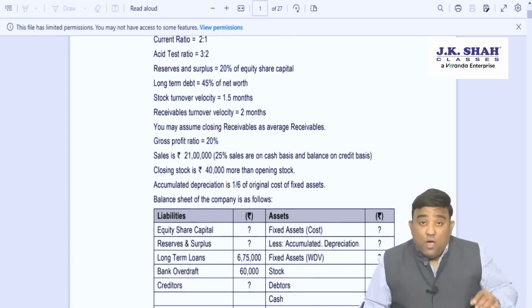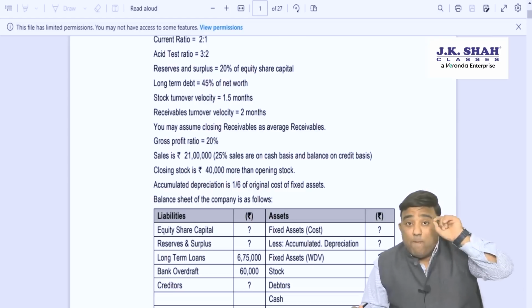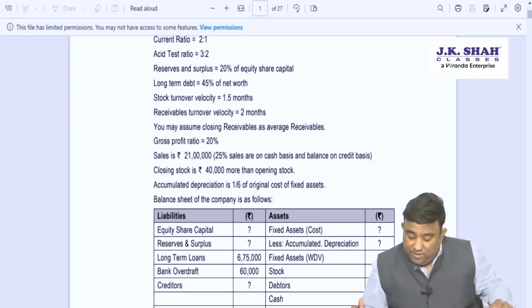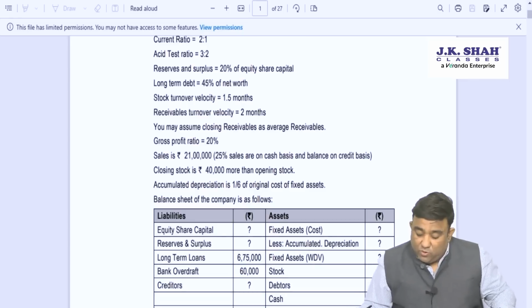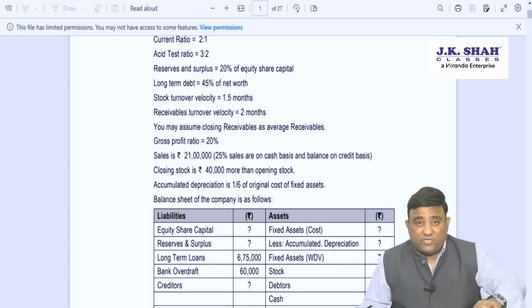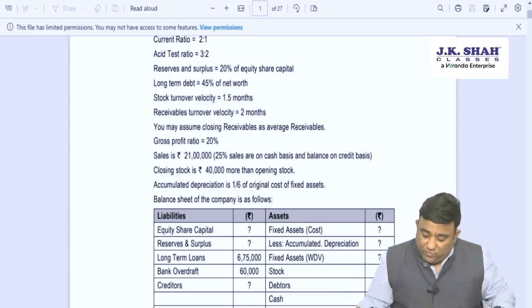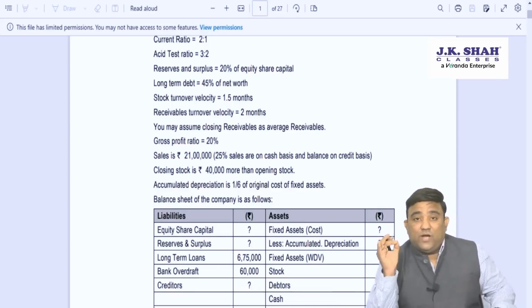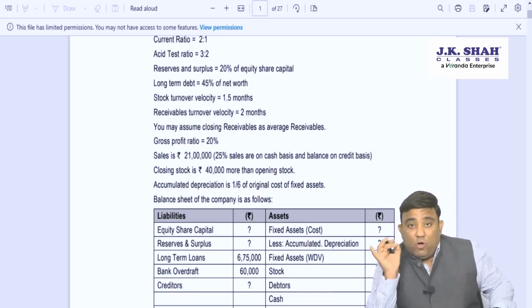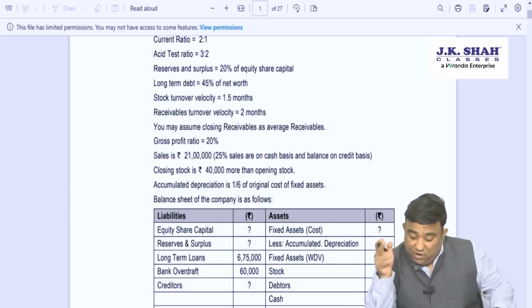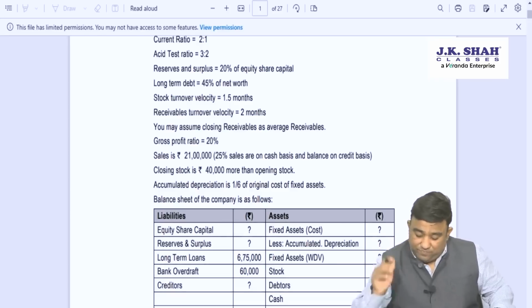Stock velocity 1.5 months. Mind it, it's months, not times. Thereafter receivables turnover velocity 2 months. You may assume closing receivables as average, so obviously by default that assumption works. GP ratio 20%. Sales is given. Students, in ratio analysis always get hold of a ready-made figure, and the sales is ready. And of that, 25% are cash and 75% are credit.